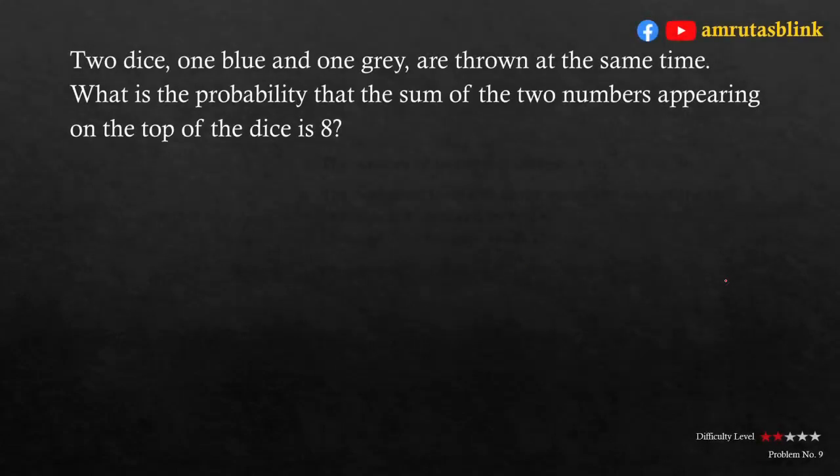Two dice, one blue and one grey, are thrown at the same time. What is the probability that the sum of the two numbers appearing on the top of the dice is 8? The options are 5 by 36, 0, 1, 1 by 36 and none of these.